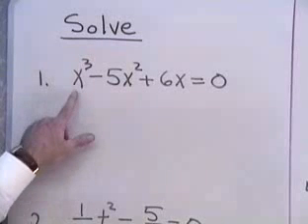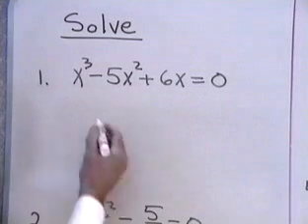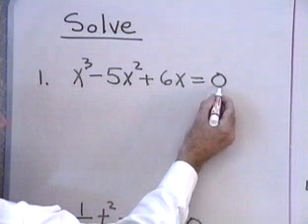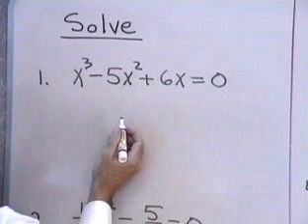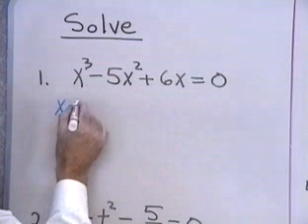Equation: x cubed minus 5x squared plus 6x equals 0. It's in standard form, which means 0 on one side, decreasing powers of the variable on the other side. We factor it by first factoring out the greatest common factor, which is x.